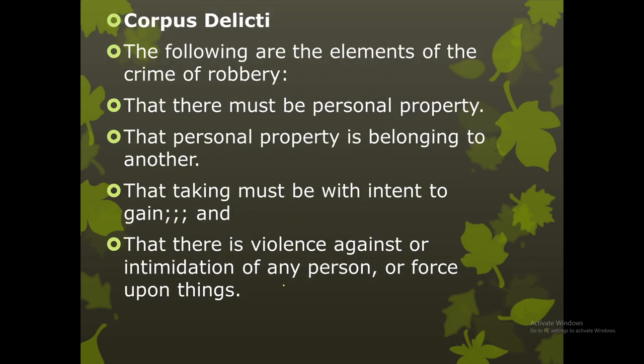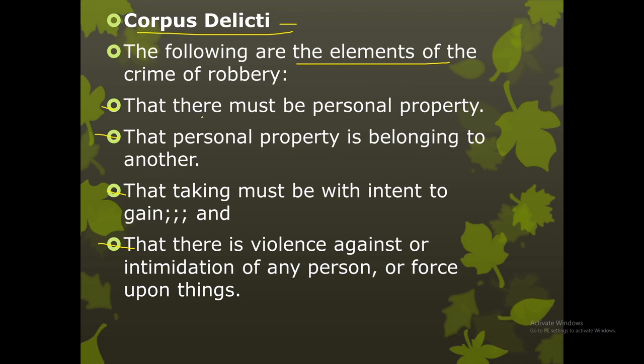Napunta tayo sa elements. Okay, bago tayo mag-proceed, ang corpus delicti na tinatawag natin is the body of the crime. Okay? Latin maxim siya ng body of the crime. Now we have the elements of the crime of robbery. There is a crime of robbery if lahat ng ito, yung four elements na nakalagay dito, is present. Pag wala ang isa, wala tayong masasabing crime of robbery.